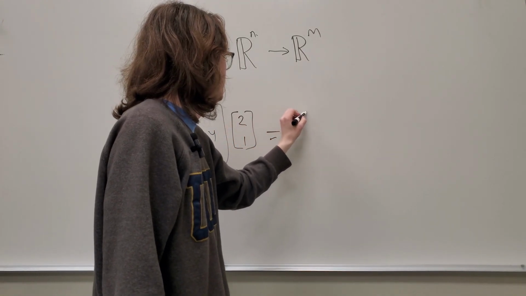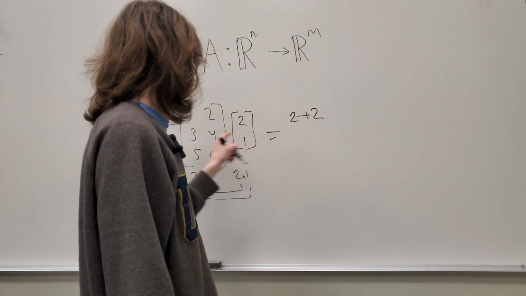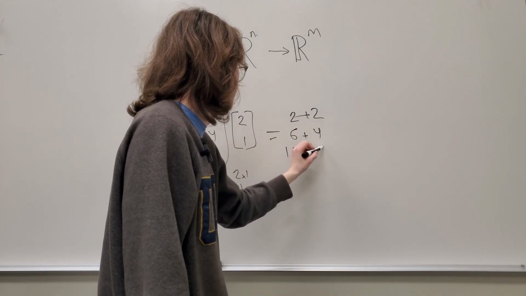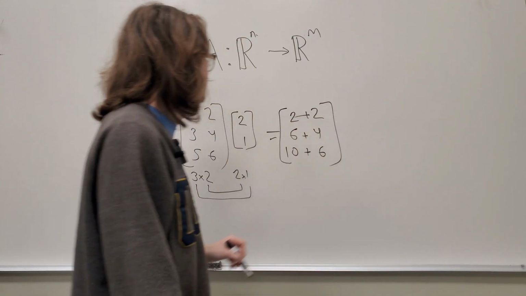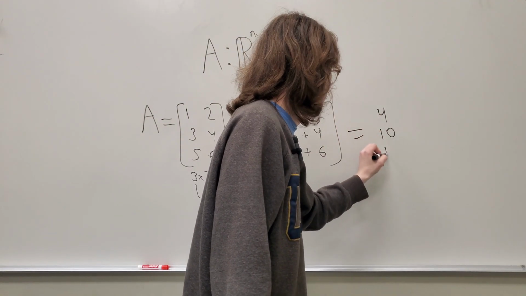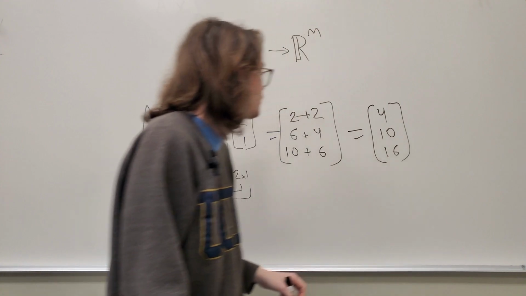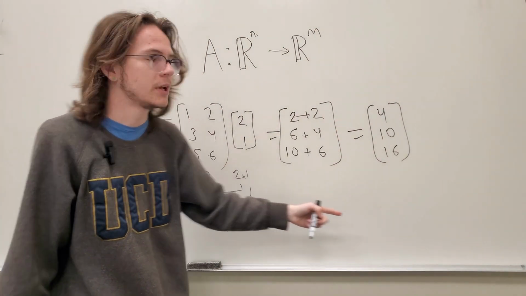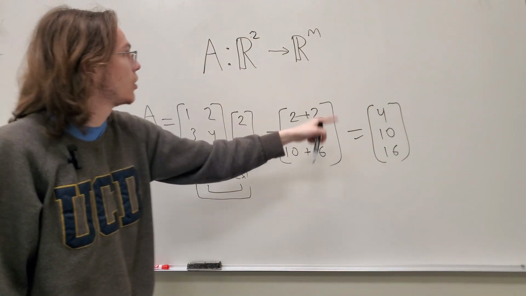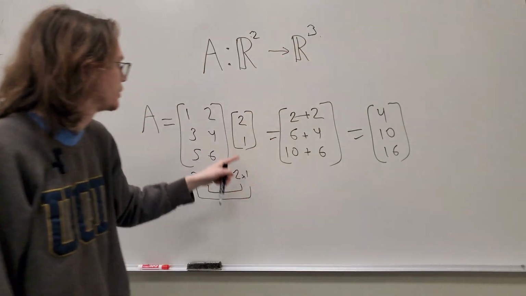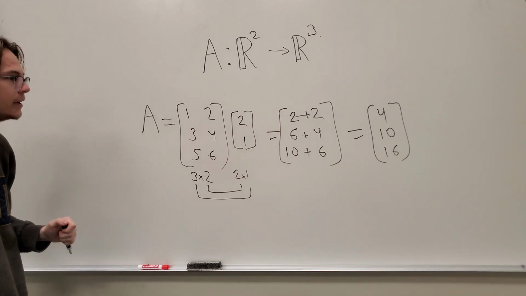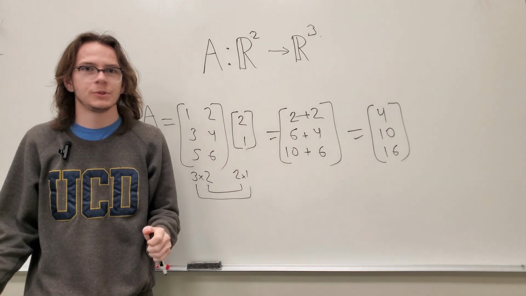We've got 2 plus 2, we've got 6 plus 4, and 10 plus 6, right? This is our new matrix, and we can fully solve this out: 4, 10, 16. And so this is 3 numbers. We just mapped a vector from R2 to R3. We took a 2-dimensional input and we got a 3-dimensional output. So hopefully that helps you understand it better.